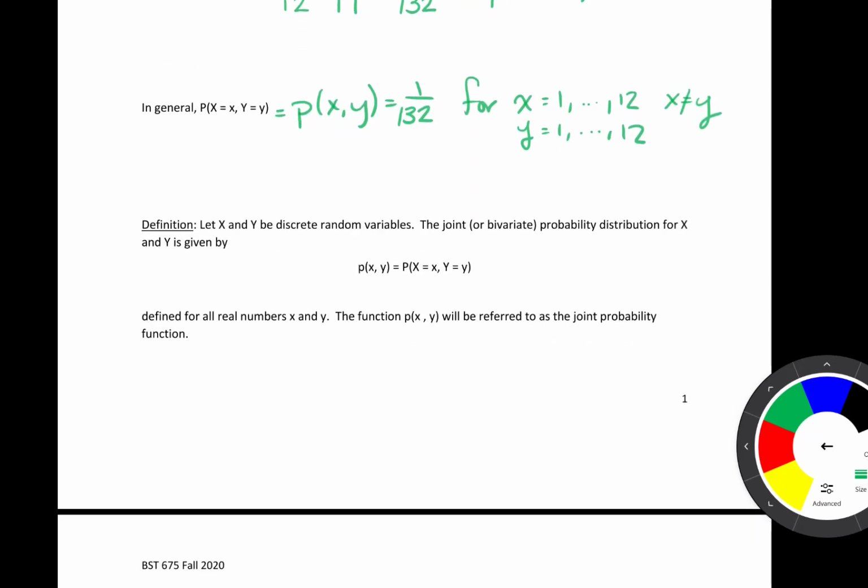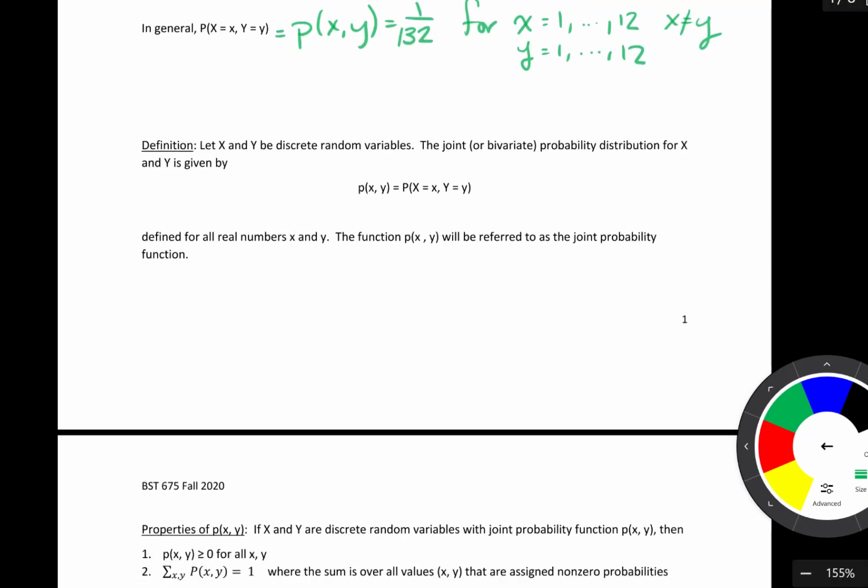So, definition here: let x and y be discrete random variables. The joint or bivariate probability distribution for x and y is given by the following. And there's no reason we have to limit this to just 2 random variables. We could extend this past 2, and then we would call it a multivariate distribution. But again, for simplicity here, we're going to primarily focus on bivariate. And notice this is defined for all real numbers x and y, and that function will be referred to as the joint probability function.